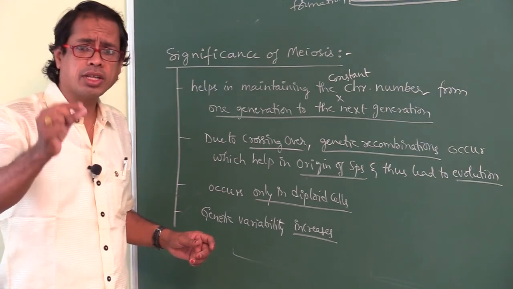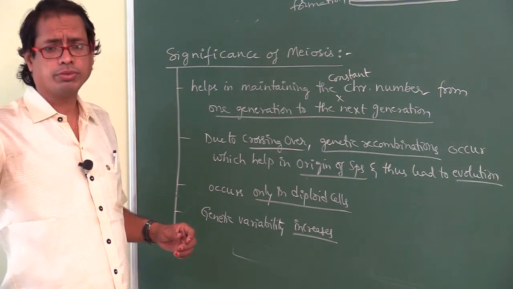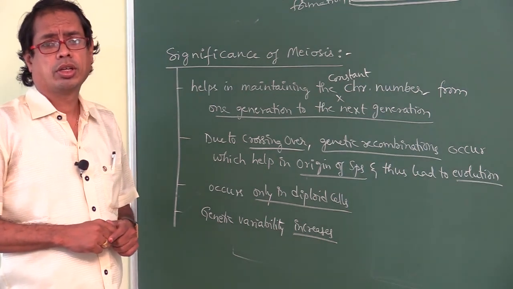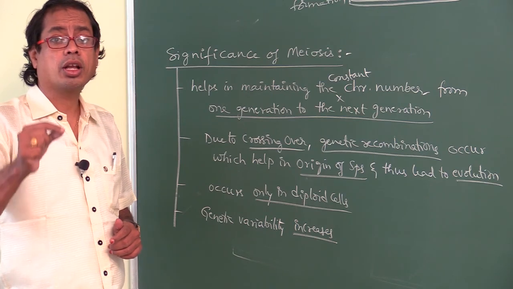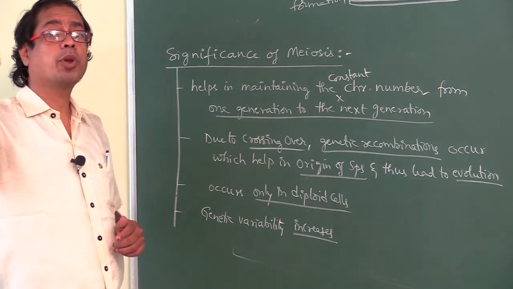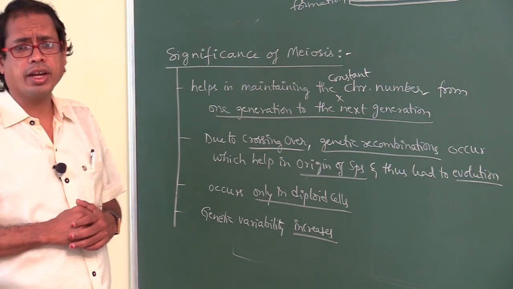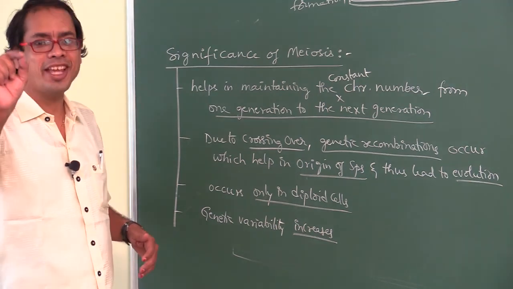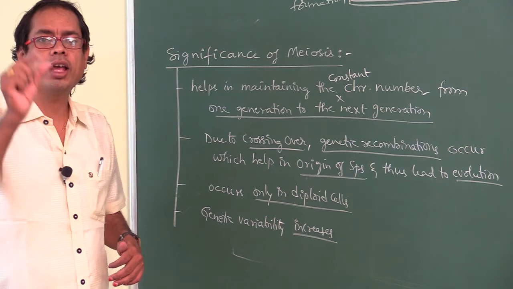Meiotic division occurs in diploid cells only. True. Meiotic division occurs in diploid organisms only. False. It also occurs in haploid organisms like algae and fungi. In algae and fungi, where does meiosis occur? In the zygote. So the zygote undergoes meiosis in algae and fungi.